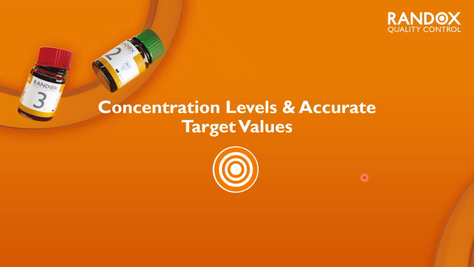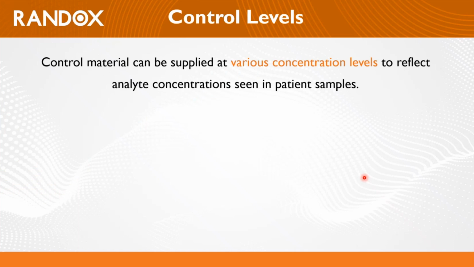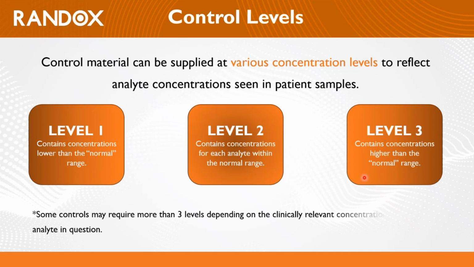Now, let's look at concentration levels and then accurate target values. Of course, for a third-party control, this is going to be very important. Usually, controls are provided at various different concentration levels. However, I always say that don't think that every control needs 3 levels, and don't think that every control only needs 3 levels. Some controls might require more than 3 levels, and some controls might require less than 3 levels. It just completely depends on the clinical relevance of those levels. And that's why our third-party controls are really useful.